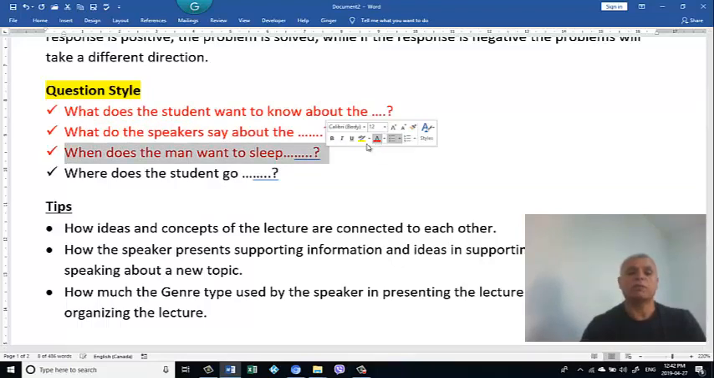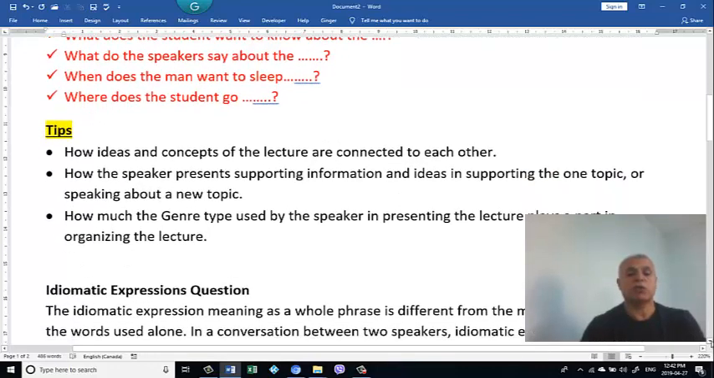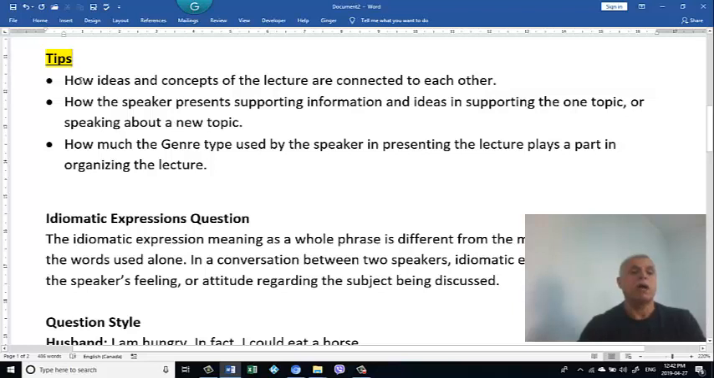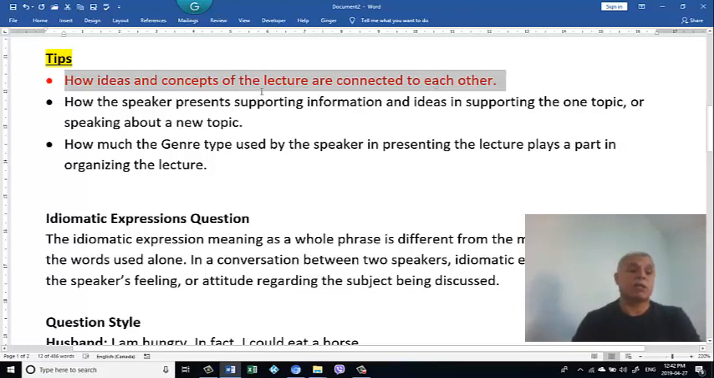Or where does the student go? Tips: we have to take those into consideration. For example, how the ideas and concepts of the lecture are connected to each other. Because here we're going to have two parts of the lecture, and we have to make sure how they are connected to each other.